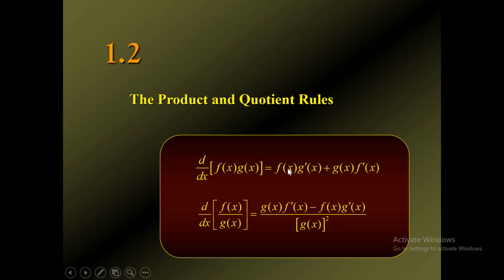Let's see what this f(x) g'(x) is. This f(x) here is the first function. We write the first function as it is, multiplied by the derivative of the second, plus g(x), the second, multiplied by the derivative of the first. So I did first multiply derivative of second, plus second multiply derivative of first. The quotient or division is for later, inshallah.